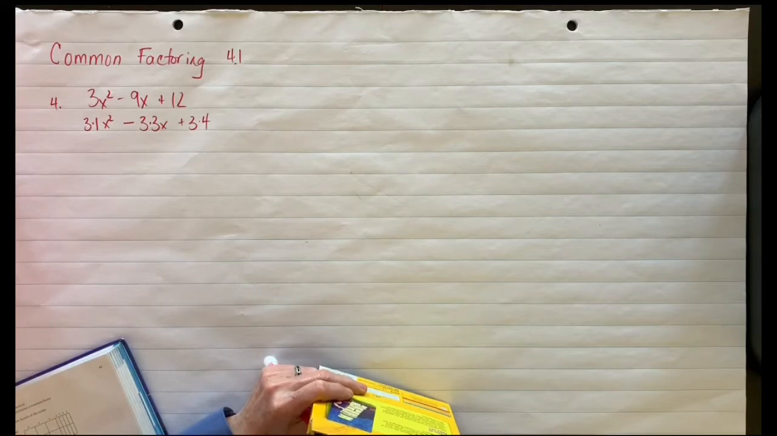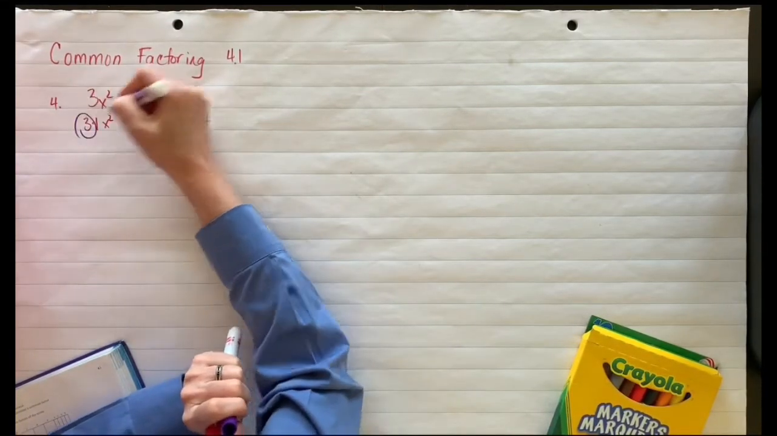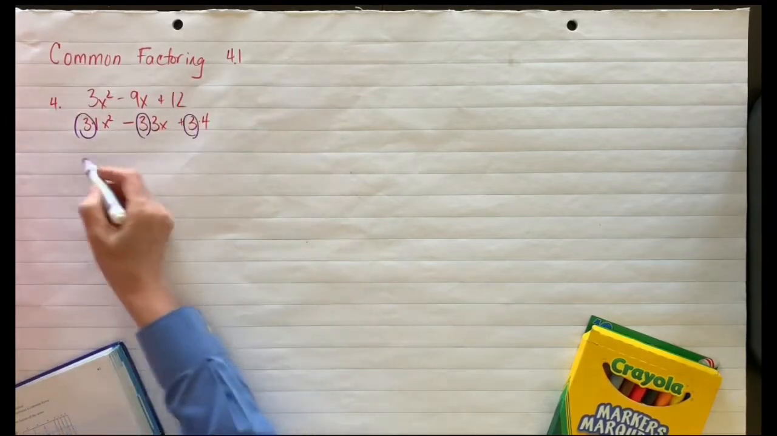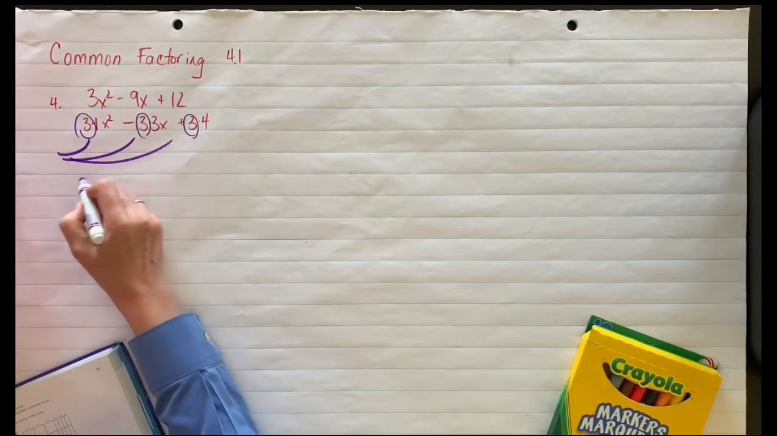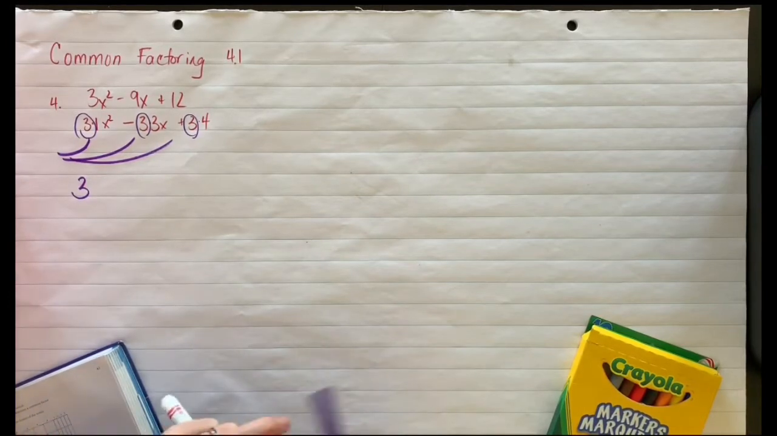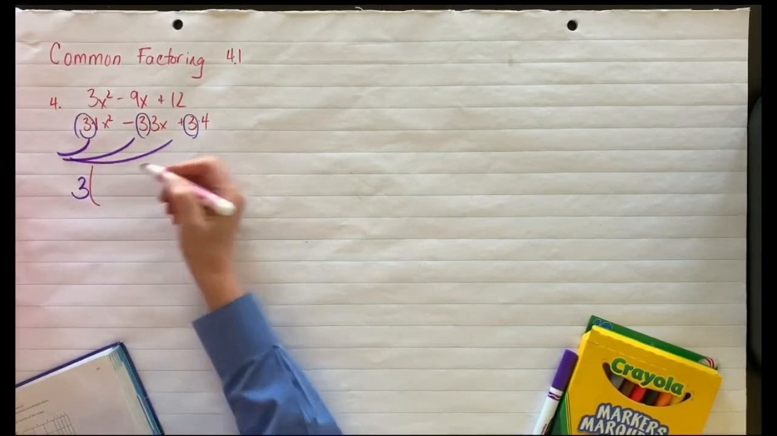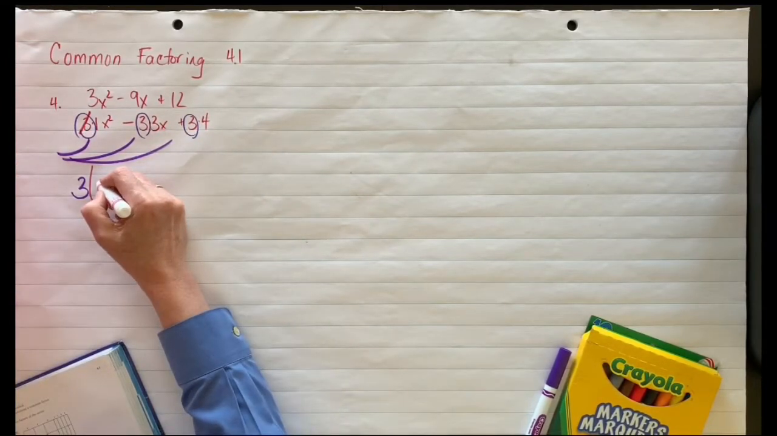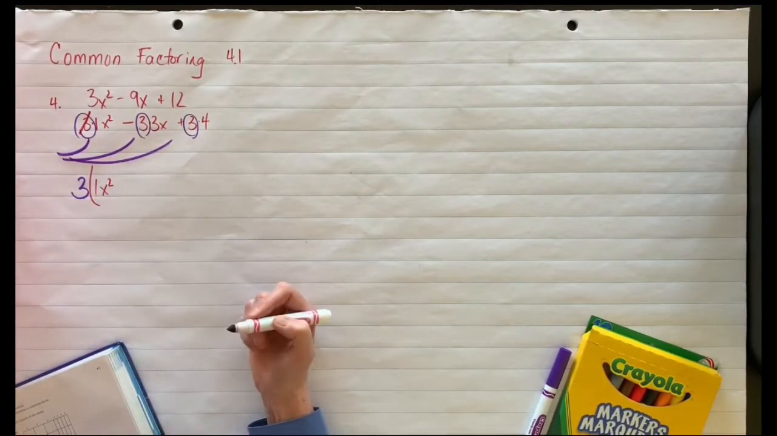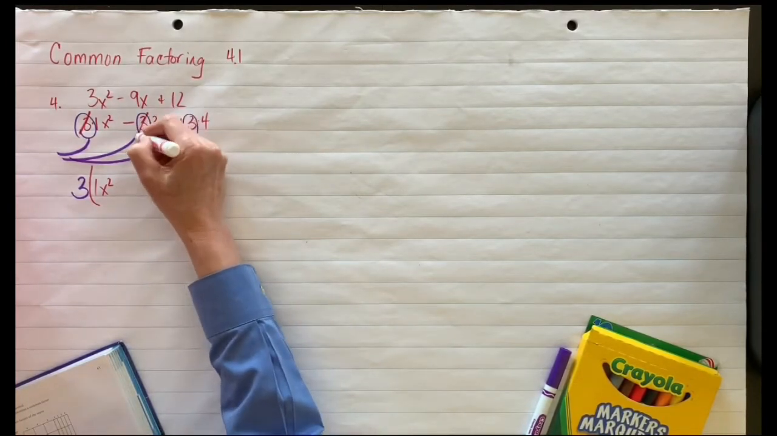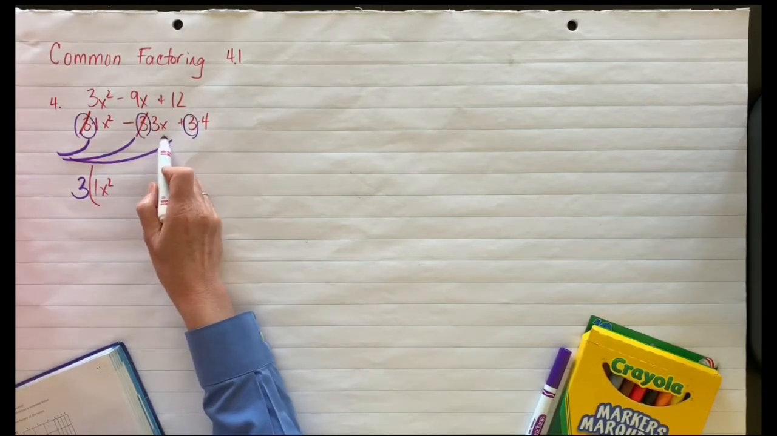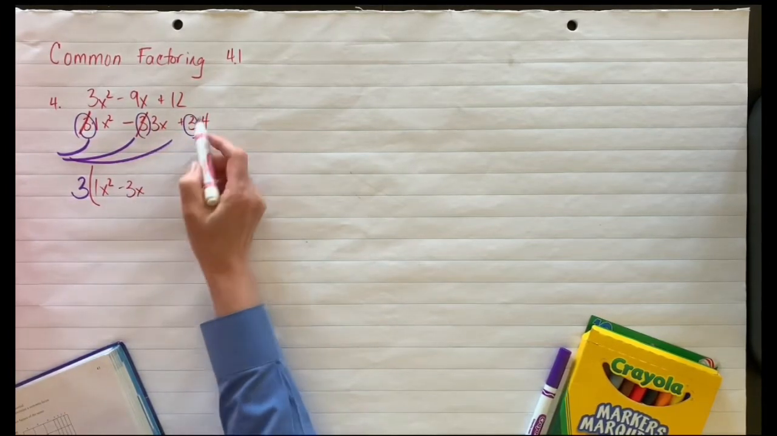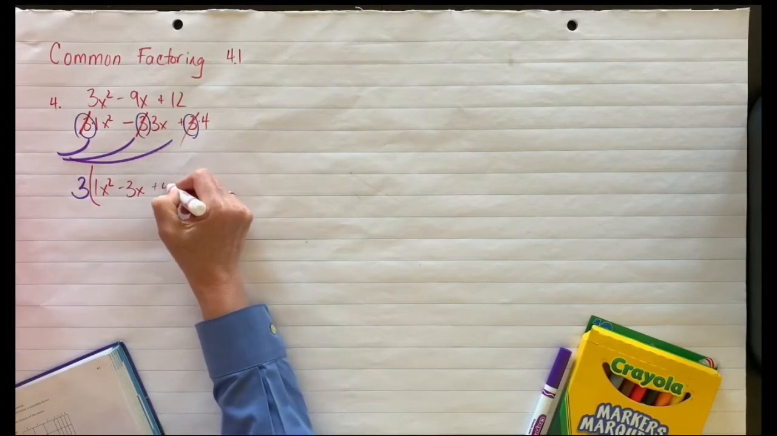I'm going to grab a different color marker here. Let's go purple. I have a common factor of 3 in each of these terms. That means that I can pull that factor of 3 out in front. And what I'm left with is what's left over. If I take a factor of 3, I'm left with x squared. Technically I can put my invisible 1 in there, but I don't need to. Over here, if I pull a factor of 3 out, what am I left with? Minus 3x. And over here, if I pull a factor of 3 out, I'm left with plus 4.